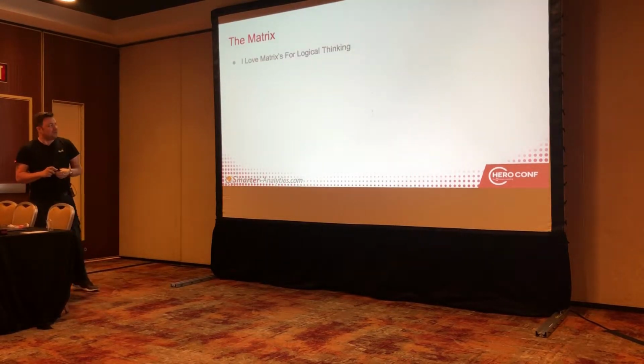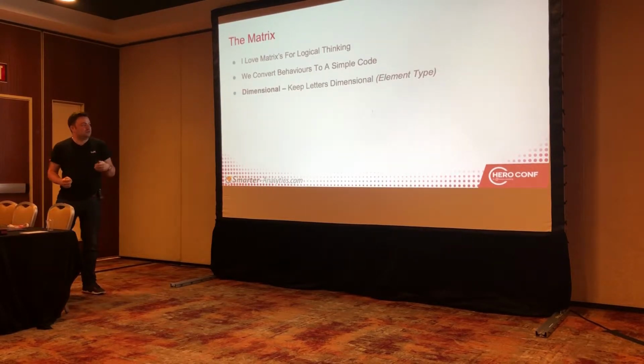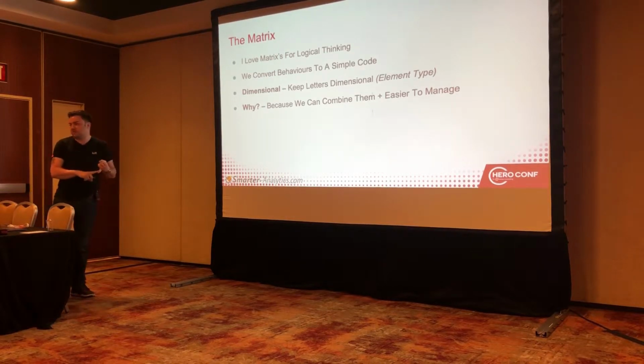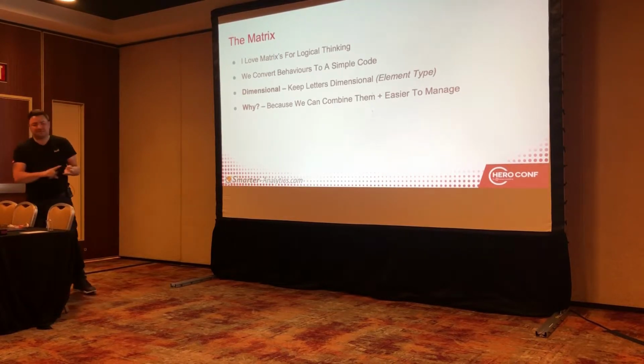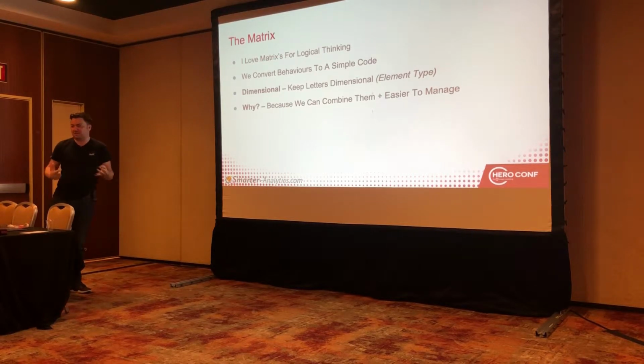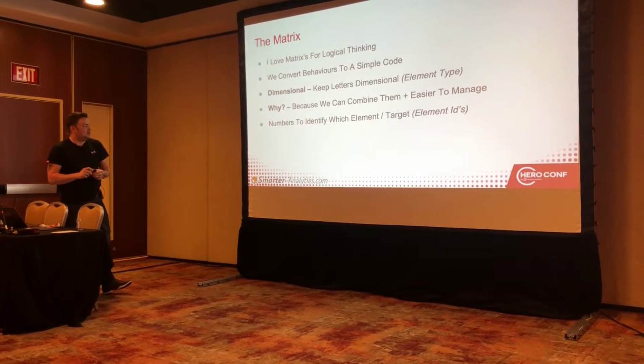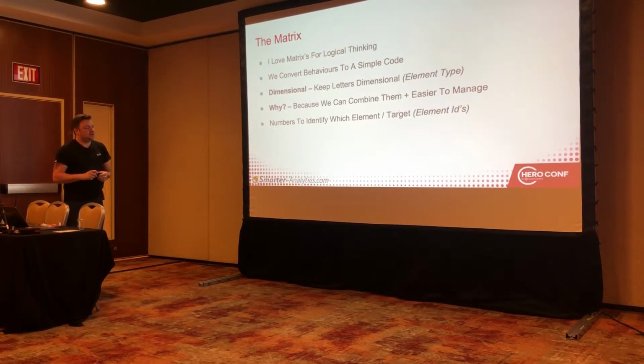So I love matrices for logical thinking. We can convert behaviors to a simple code that's keeping it dimensional down to the element type. And the reason that we want to keep it dimensional is you can mix and blend dimensions really easy. But if you've got A is a paragraph type, B is a paragraph type, C is a paragraph type, this starts getting really messy and we don't really want to do it that way. You can have more A's. The numbers identify which element target the element IDs, and there's no limit to dimensions. Fewer is easier to manage.